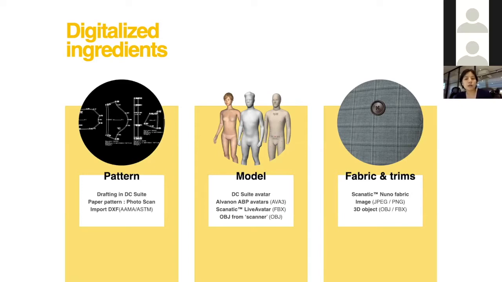And there are some users who also have an OBJ file or FBX file. DC Suite has the full capability to read both. And about the fabric and trim, there are two kinds of design material used in the 3D world. One kind is an image file, and the other kind is a 3D object file.